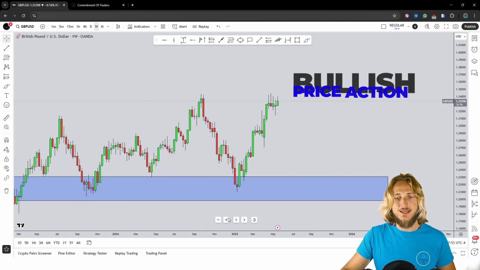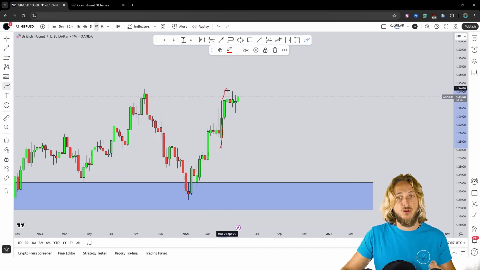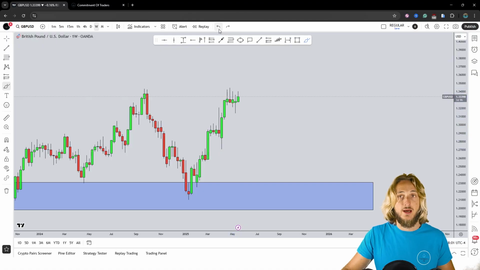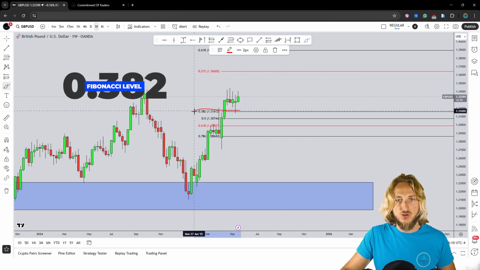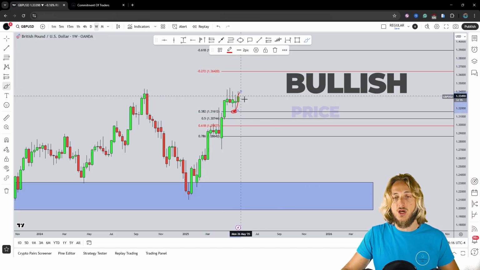We can also notice that the last movement here was the creation of an impulse followed by a correction. Now, if we want to measure a correction after an impulse, we have to take our Fibonacci from the low to the high of the impulse leg. And this shows us how we have a 0.32 retracement exactly at this level. And the market has already retraced to this zone and is currently rejecting it to the upside.